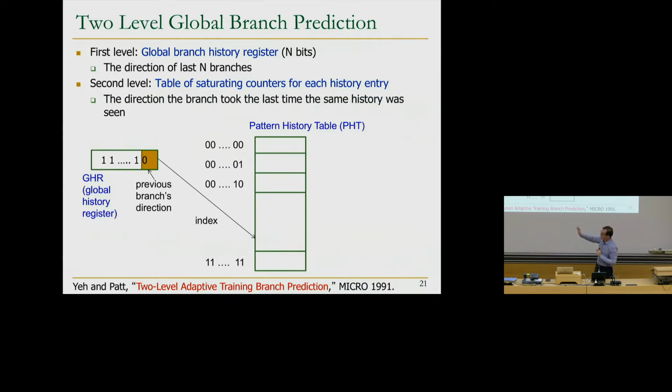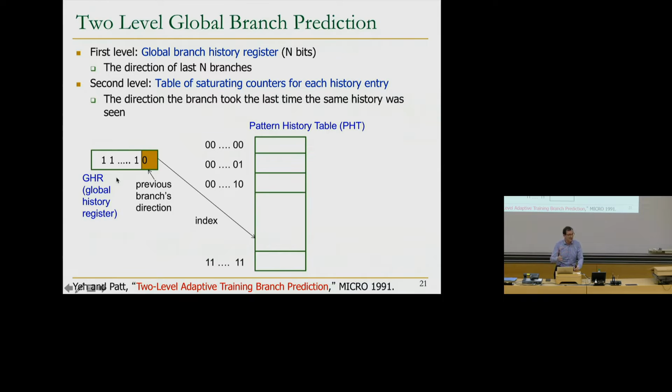This is the implementation. You have 2 levels. The first level is this global branch history register with n bits. N could be 16, N could be 256. 256 is too much. Many existing systems have 16, for example. They look at the last 16 taken, not taken outcomes. This is the direction of the last n branches. Of course, it depends on how you encode this, but the last bit can indicate the immediately previous branch's direction, and the first bit over here may indicate the branch that was executed 16 branches ago, right? So this is the global history register.